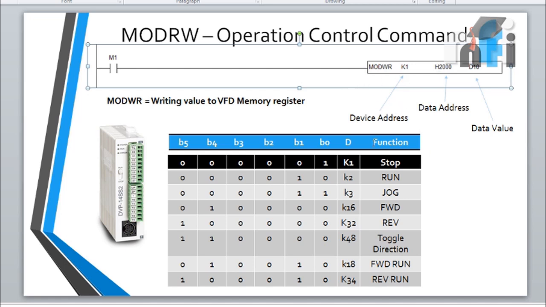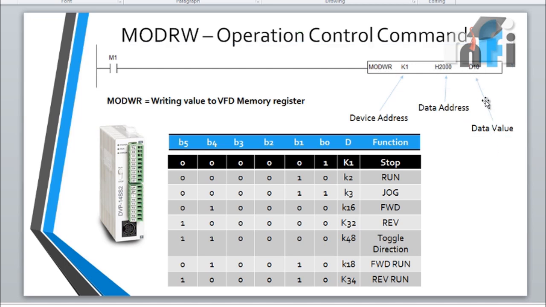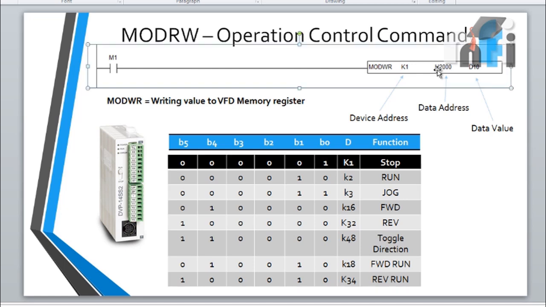So what the PLC is doing is writing the value of D10. D10 is the data value. Whatever value will be here, it will be transferred to H2000. Now it is up to the manufacturer. These values, K1, K2, K3, K4, are defined by the manufacturer of my VFD, that if I put K1 into H2000, drive will stop. Okay, this is already defined.